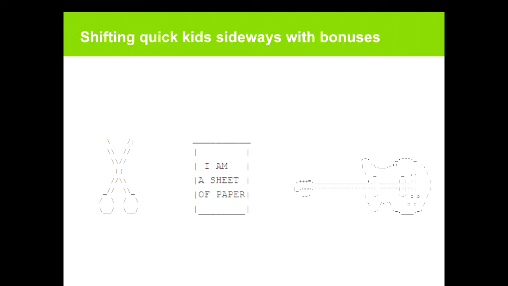Things that we like to do at GPN to add some bonuses are things that make it look fun. So the first one I'm going to say is our ASCII art. So instead of just saying computer played paper, it says, computer played, I am a sheet of paper. Much cuter. That's a fun thing to add in. It doesn't change the functionality of the game at all.